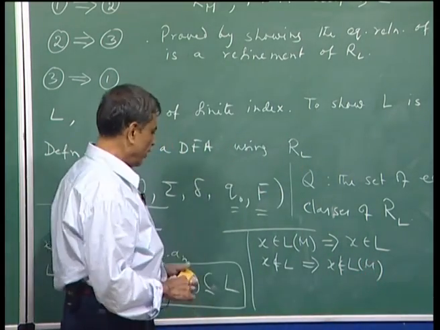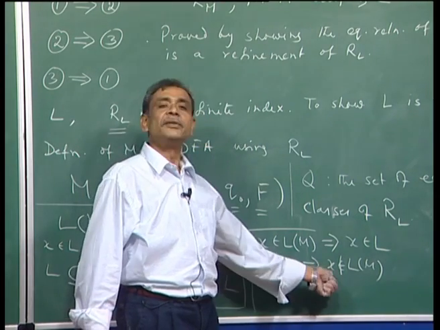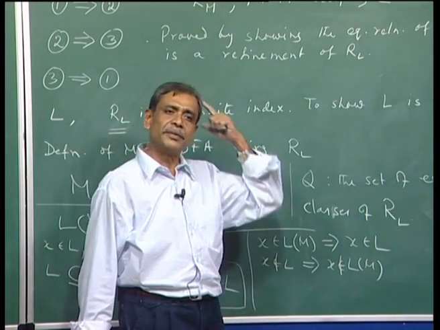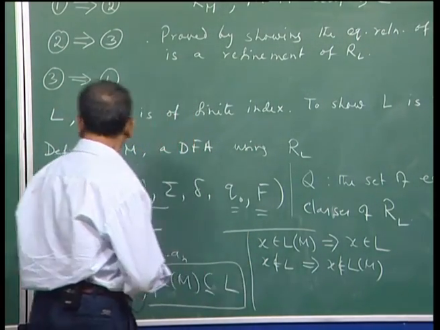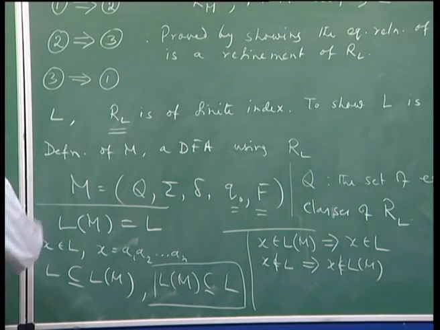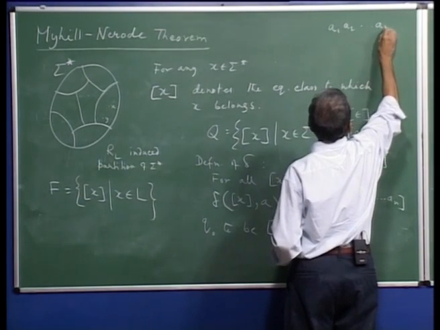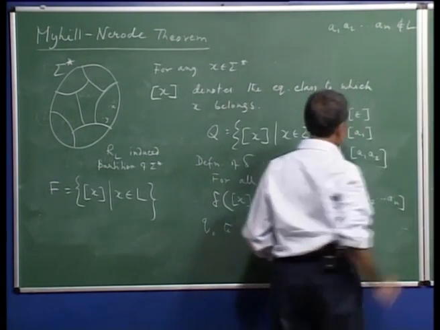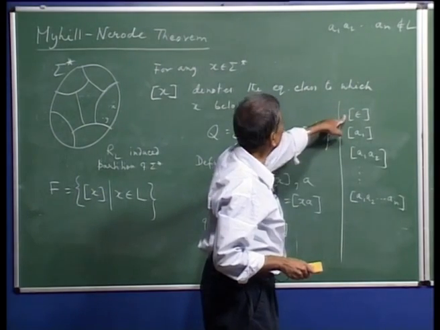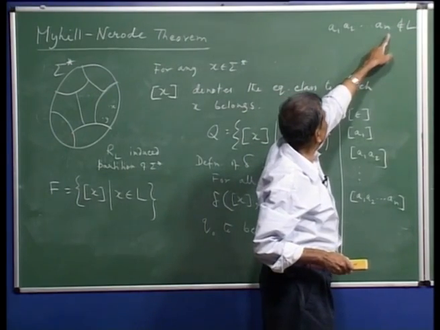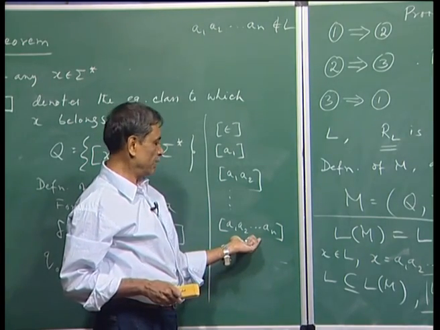In other words, if I take a string which is not in the language, then if I manage to show that the string does not take the machine to a final state, then I am done. So, again the thing is very simple. Supposing that string, let us say a1, a2, ..., an, is not in the language L. How would the machine behave on this string? The same way that we had shown, at the end of this string, when it is scanned by my machine M, the machine will be in this state.